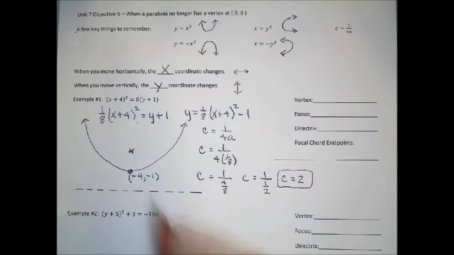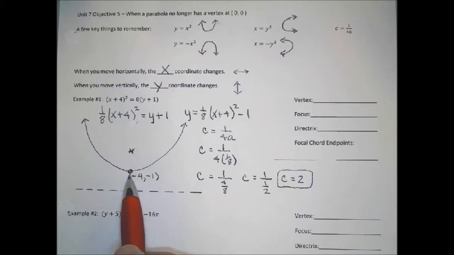Now that's going to help me find my focus and my directrix, because when I move vertically, it's the y-coordinate that changes, the x-coordinate stays the same. So if I was at (-4, -1) and I moved up 2 spaces, let's put the vertex first, (-4, -1).